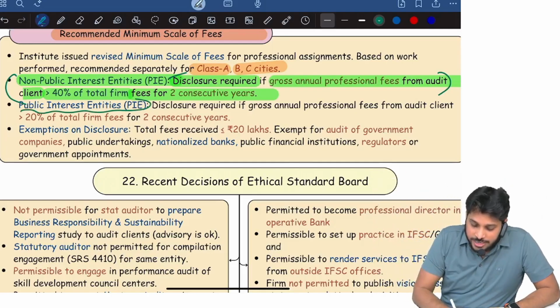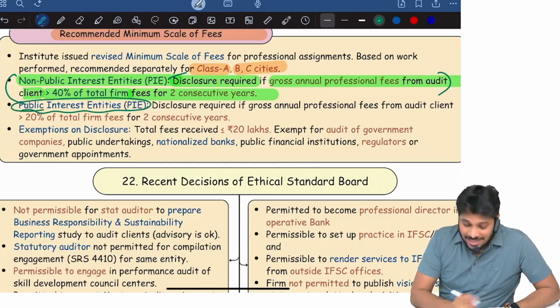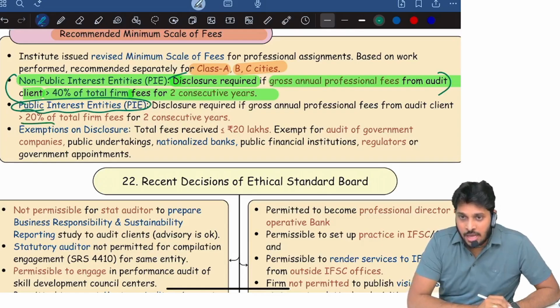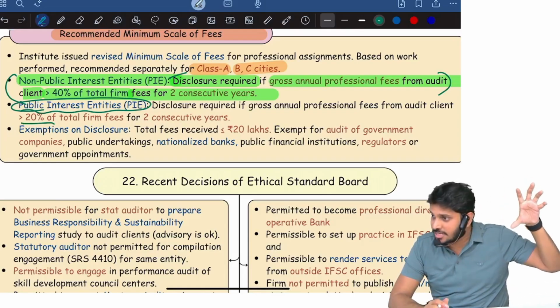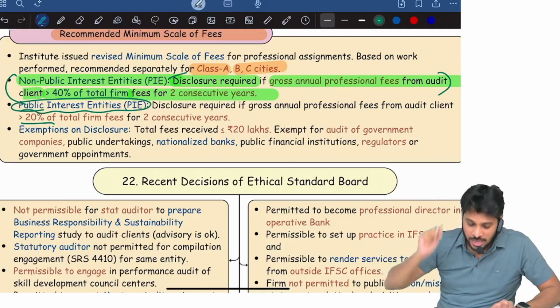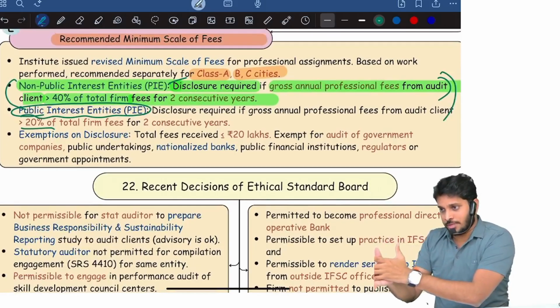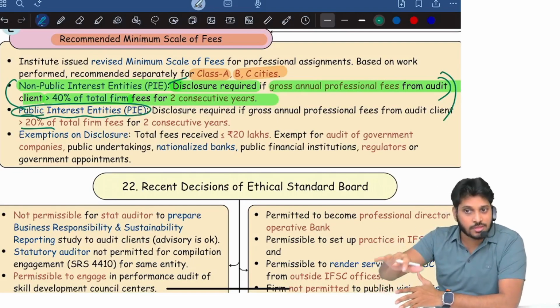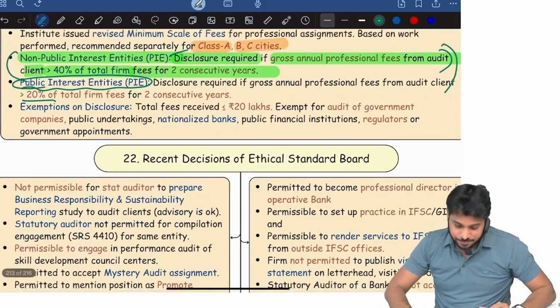Suppose I am auditing listed entities also, public interest entities. If I am auditing public interest entities, then 20% only is the criterion. If I am getting fees which is more than 20% from a public interest entity client, those details have to be disclosed to ICAI. These are all the basis for peer review. In peer review, they will select, based upon all these, significant clients or whom to evaluate for self-interest and all that.